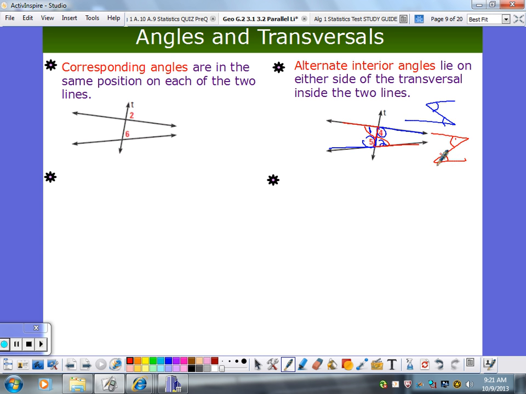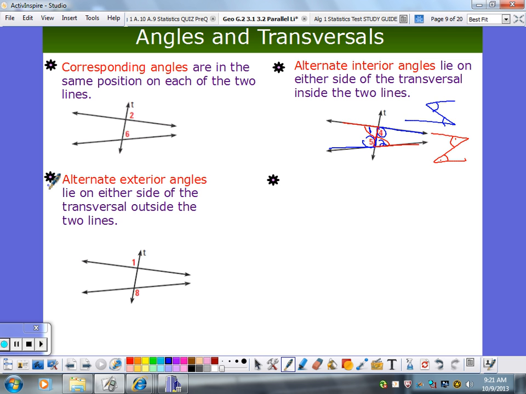By definition, these are alternate interiors. They have to be like the little caps on a Z. And you found them. Okay. Now alternate exterior. Let's see if we can figure that out. They're going to be on either side of the transversal, but they have to be on the outside.